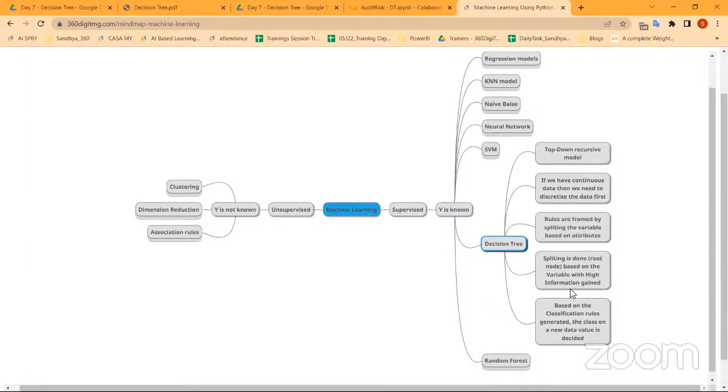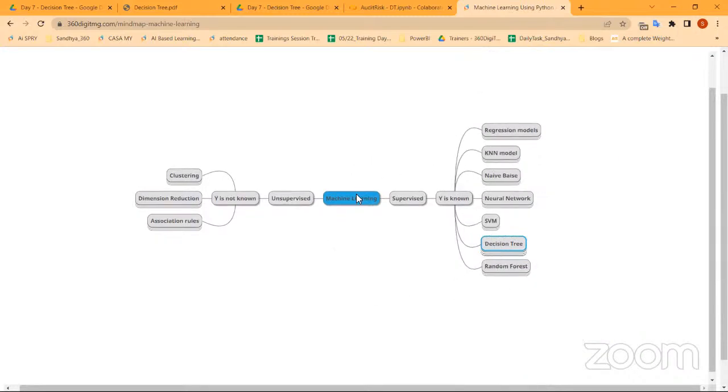So we discussed it, right? Whichever has the highest information, or where the gain value is highest, that is considered as the root node. And then, based on the classification rules generated, the class of the new data value is decided. So these are some key points of the decision tree. So these are the algorithms.